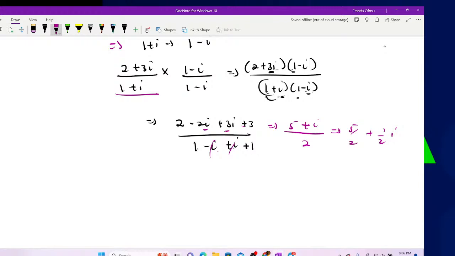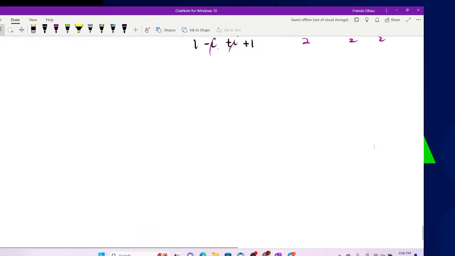Having solved this, let's quickly move to the next part. The next part, I have what we call the polar representation of complex numbers. Polar representation of complex numbers.